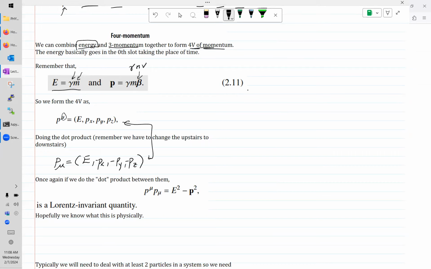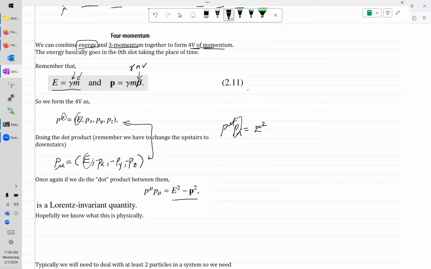So now we have these definitions just like we had before. When we do the dot product, remember, you use the Einstein summation rule. I'm going to do it on the right side here. So you have your momentum with the index upstairs, and then the momentum with the index downstairs. You take the first component and multiply them together, and that gives you E squared.